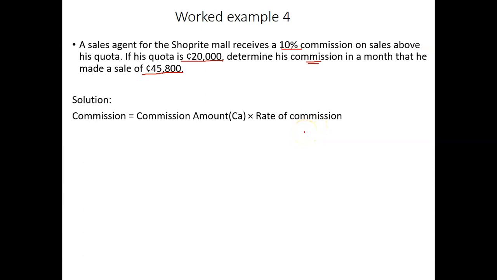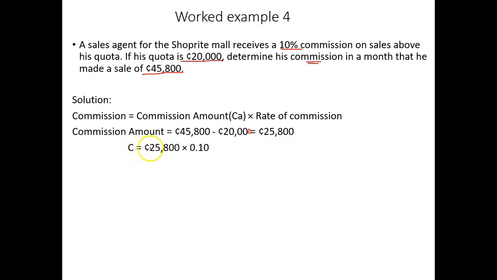So if that is the case, as you can see, commission amount is not known, but you learned that commission amount should be equal to total sales minus quota, isn't it? So we need to find commission amount first by saying what? Sales, which is 45,800, minus quota, which is 20,000. So that's going to give you 25,800, isn't it? So we have 25,800 as our commission amount.